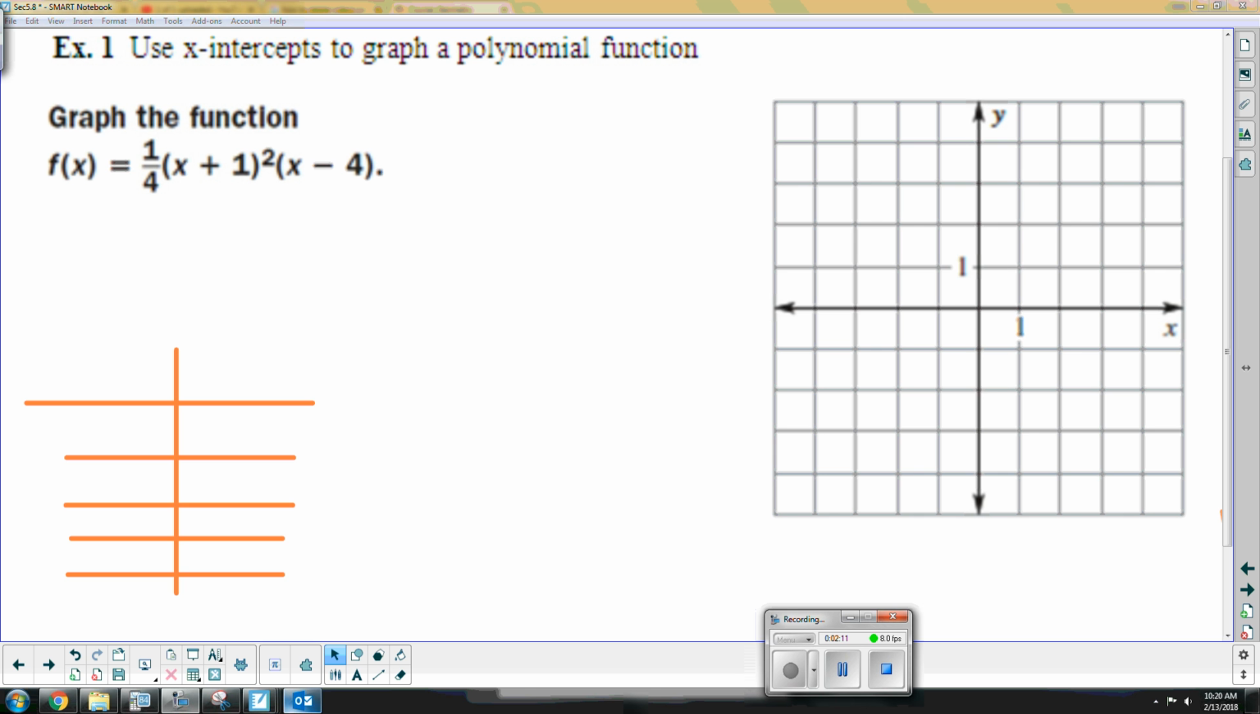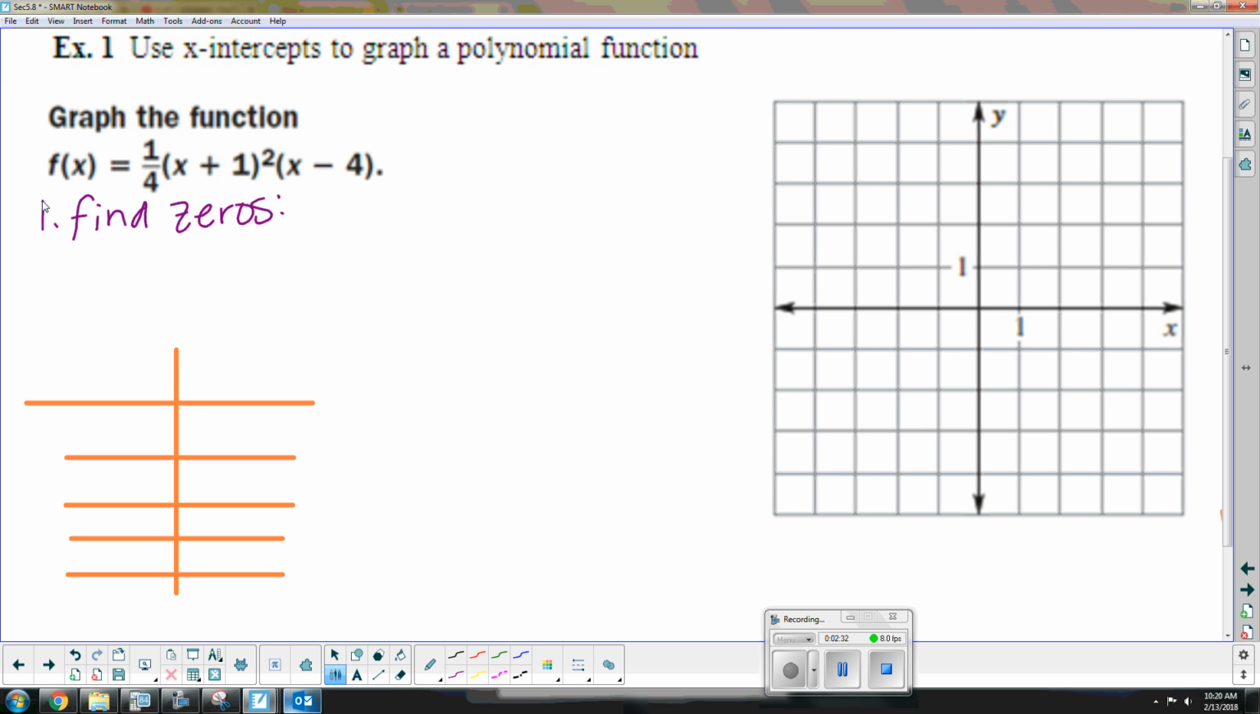So in this next problem, we're going to use x-intercepts to graph a polynomial function. So we're going to look at what the zeros of this function are. So the first step is to find the zeros. So in this case, we have a 0 of -1, and we have a 0 of +4. Now, -1 is a repeat solution, so it's not actually going to go through that point, but it's going to touch it. So -1 and +4.